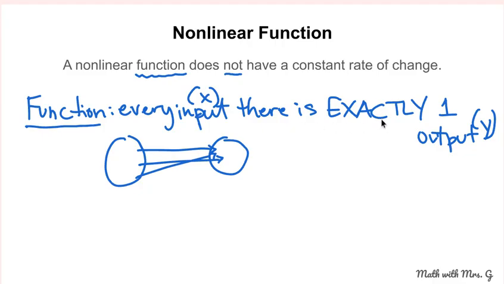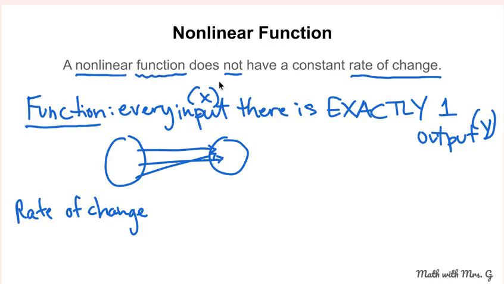So if we come back to our definition, we're just setting some of the groundwork for what these different words mean. I see the words rate of change in here. When we think about rate of change, this is probably one of the most important pieces of the definition, because it's saying that for it to be nonlinear, it does not have a constant rate of change, which means if you flipped it on its head, a linear function does have a constant rate of change.